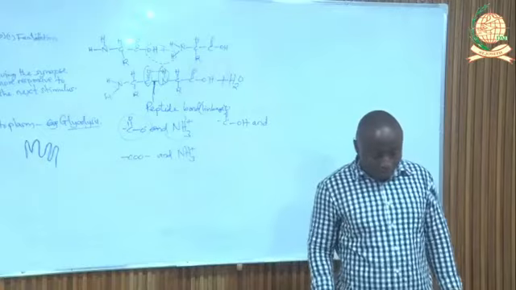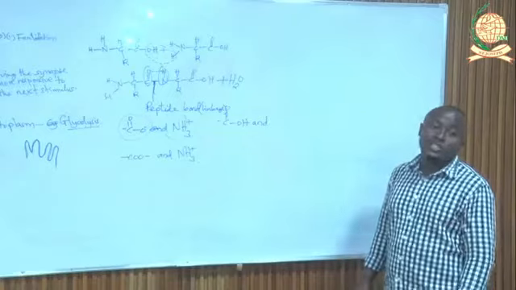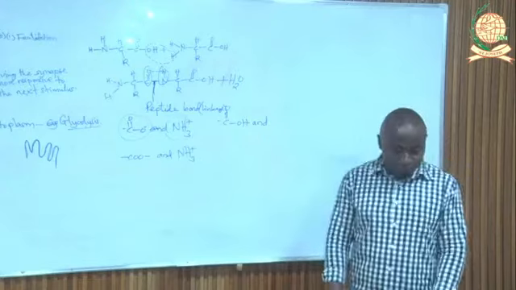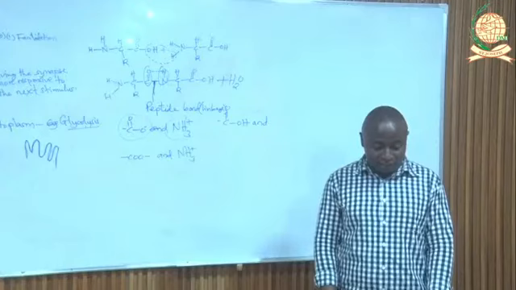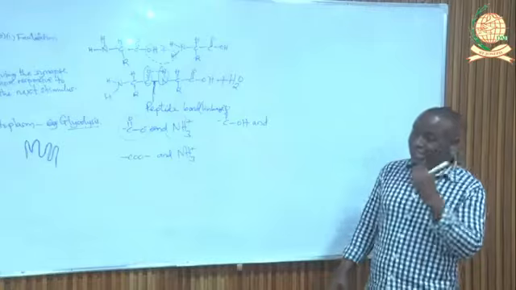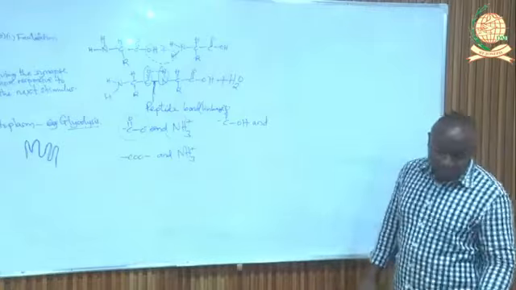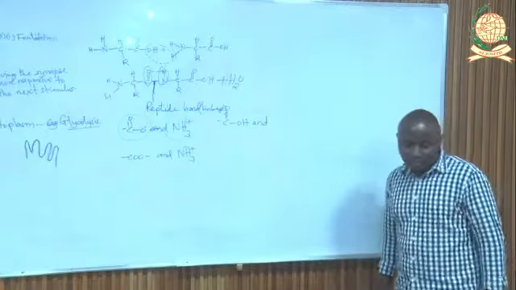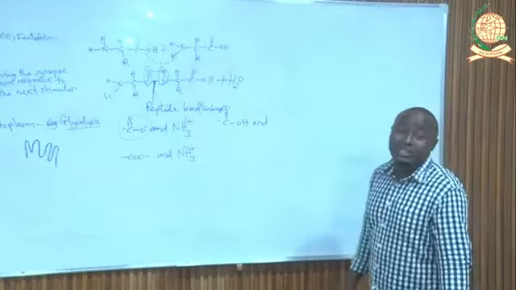Question number 9 says, describe the hormonal control of oogenesis. Oogenesis is the formation of eggs in female mammals. The control centers for the production of eggs in mammals are the hypothalamus and the pituitary gland working together.